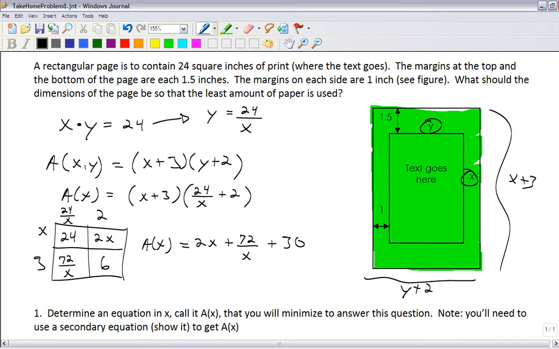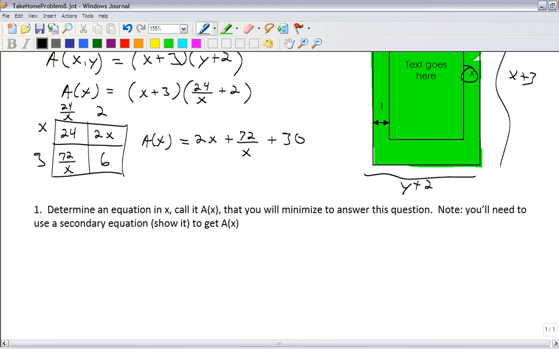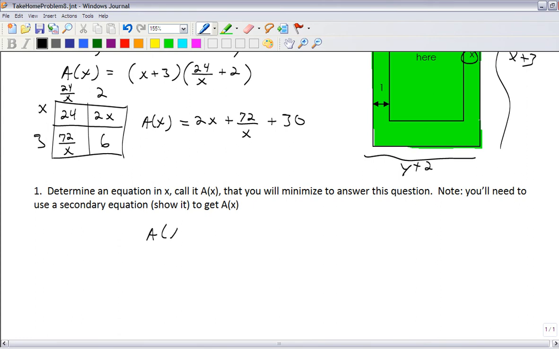And I think that's actually prompt 1. Determine an equation called A of x that you will minimize to answer this question. Note you'll need to use a secondary equation to get A of x. Well, that secondary equation was x times y is 24. So here we go. We got A of x is 2x plus 72x to the negative 1 plus 30.